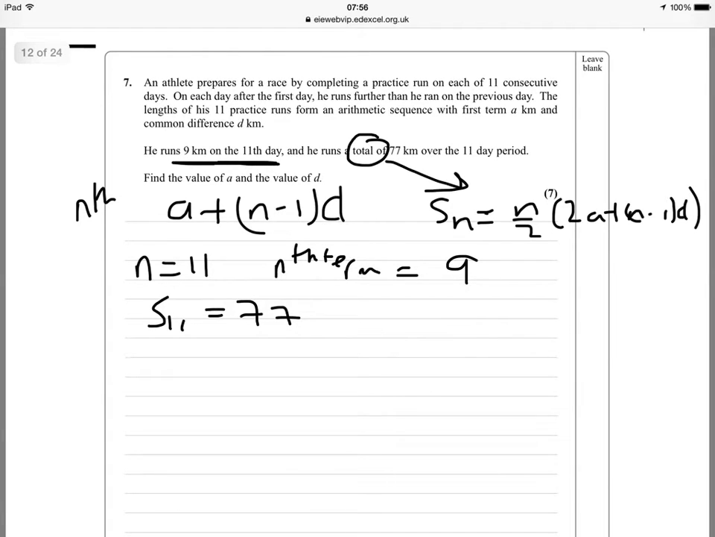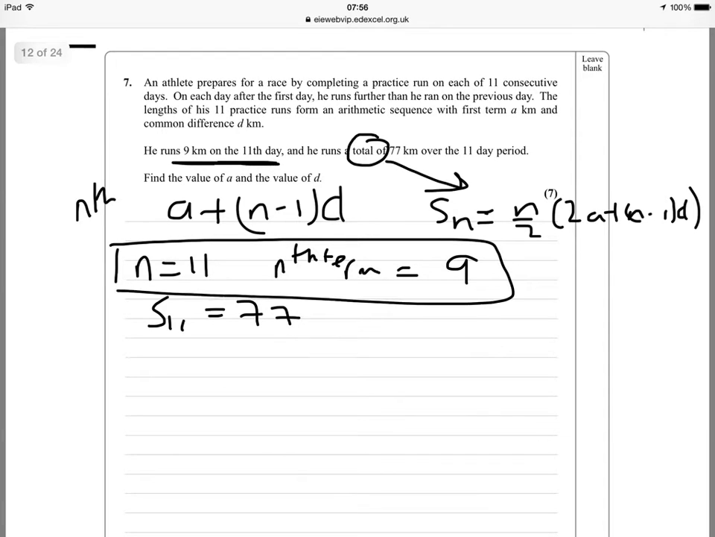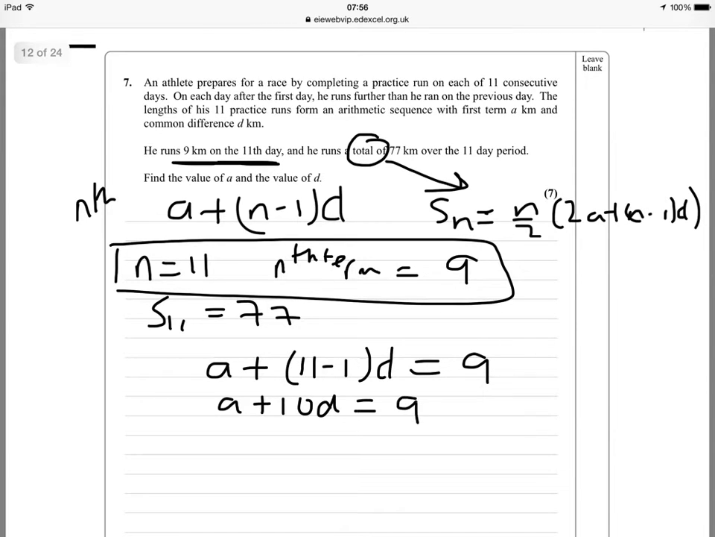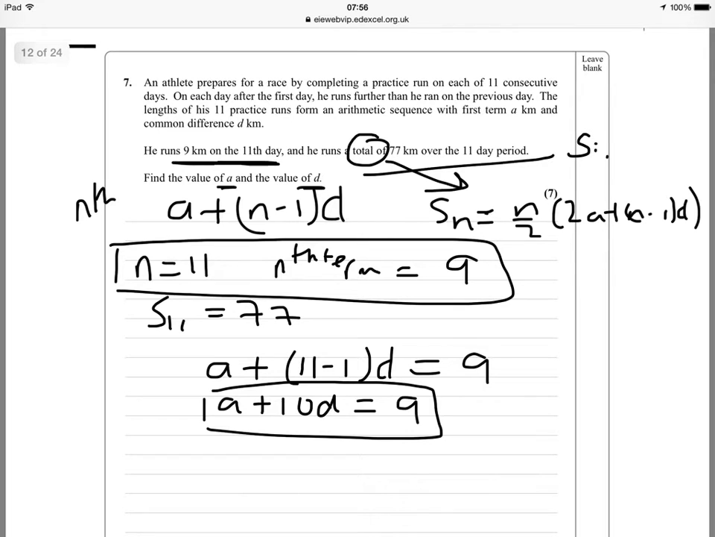So taking the first, when n is 11, we do not know a or d, as we're trying to find them. So a plus 11 minus 1 times d has to equal 9. So a plus 10d equals 9. There is one equation, and of course, because we're trying to get two different values, we're probably going to have to solve simultaneous equations.